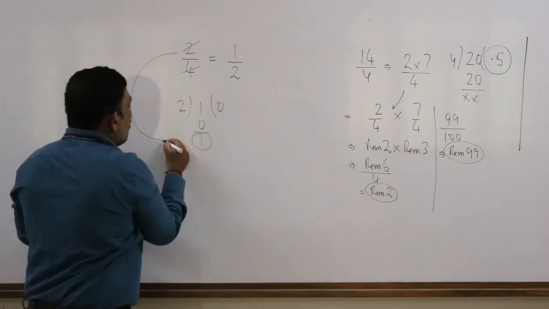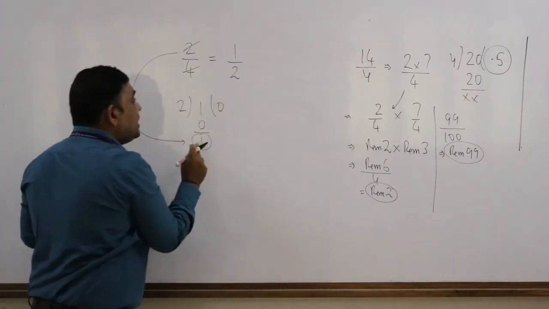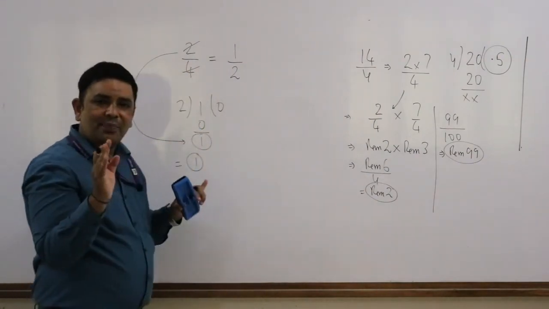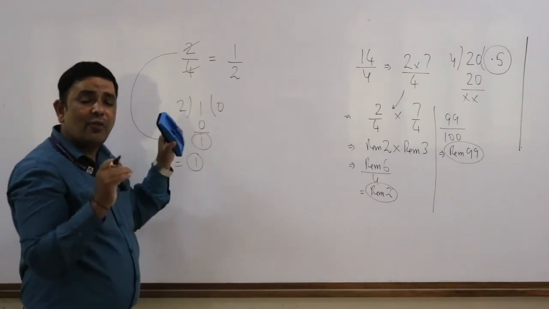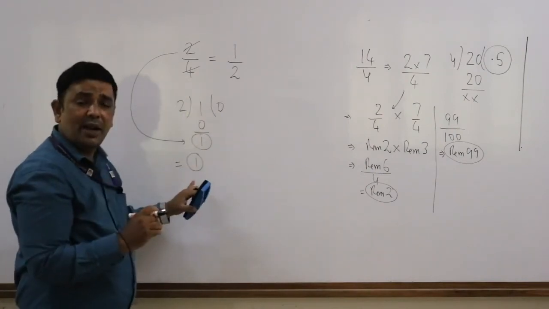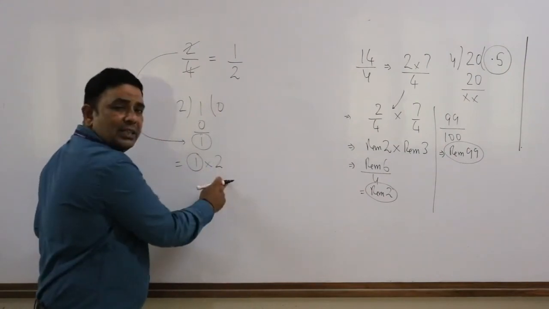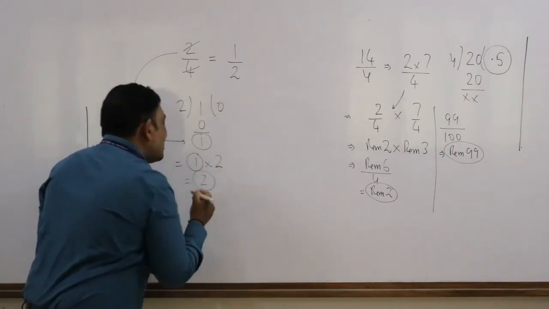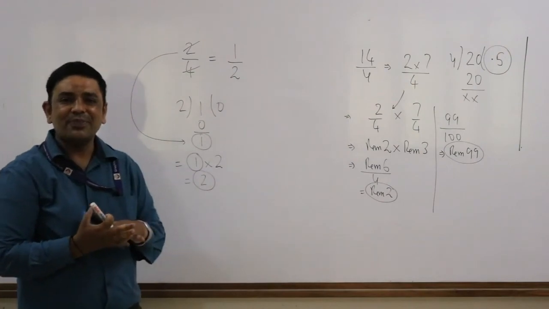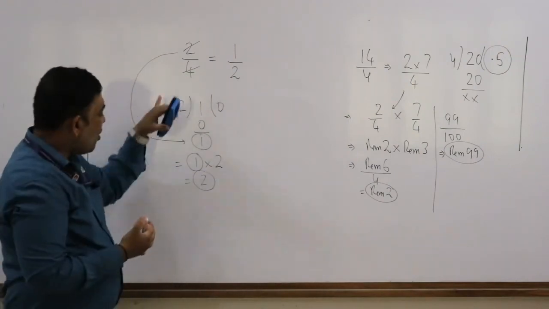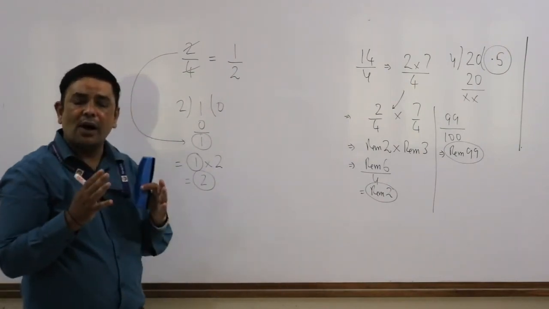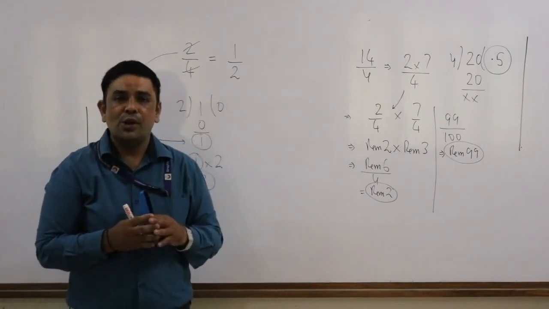Whenever you take a factor common out of the numerator and the denominator, please listen carefully, in all such cases, after finding your final answer, you need to multiply that common factor back. So you multiply that common factor back and get your answer as 2.